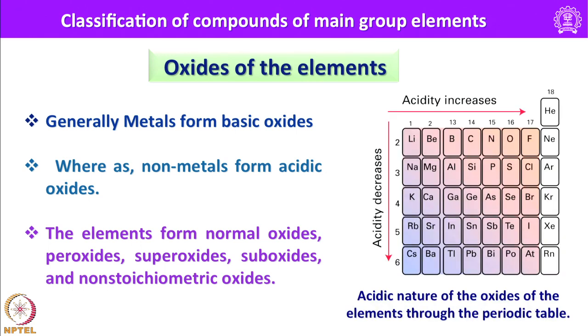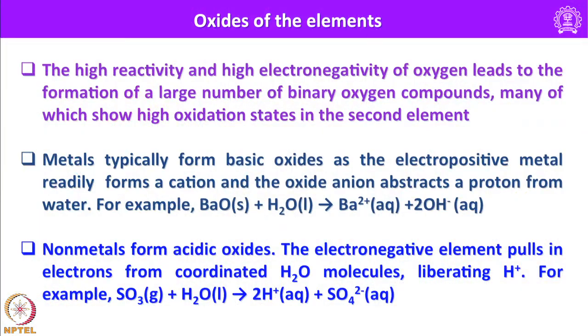Again, how the acid properties increase or decrease is shown in this chart here. Acid properties increase in a period and decrease in a group. So, group wise it decreases and period wise it increases. These trends are also very easy to remember if you remember the representative examples from s block as well as p block. The high reactivity and high electronegativity of oxygen leads to the formation of a large number of binary oxygen compounds, and many of them show high oxidation state in the second element.